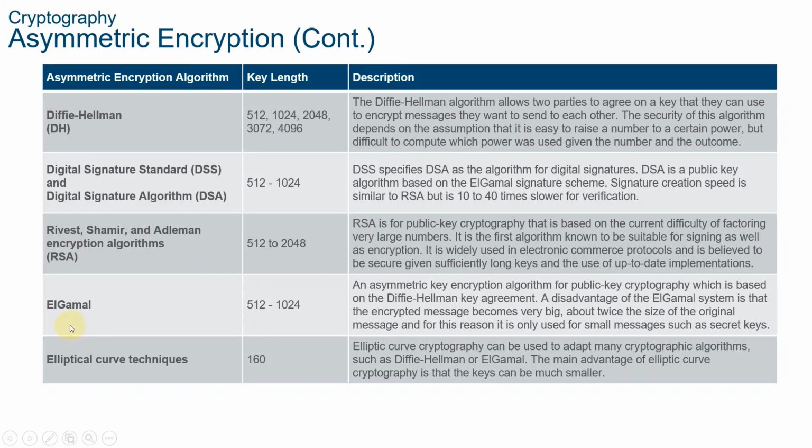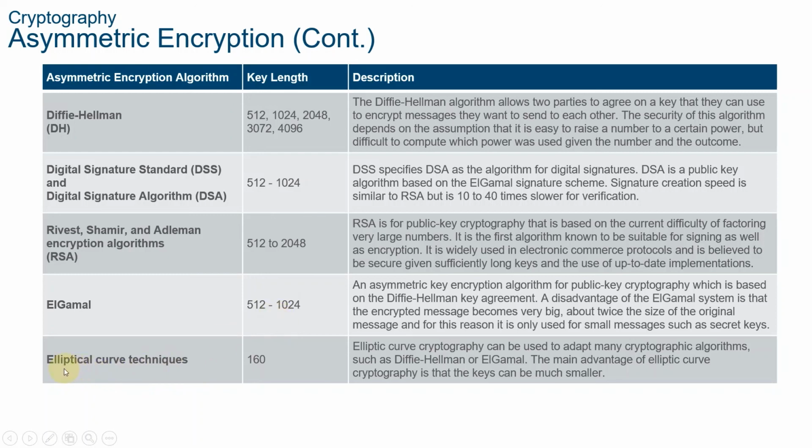Right? So next would be the ElGamal. This is an asymmetric key encryption algorithm for public key cryptography, which is based on the Diffie-Hellman key agreement. The disadvantage of the ElGamal system is that the encrypted message becomes very big, about twice the size of the original message, and for this reason, it is only used for small messages such as secret keys. So the larger the length, the more secure it is.